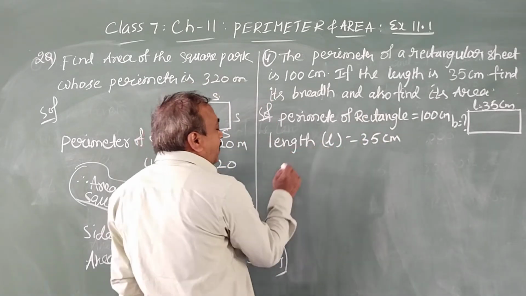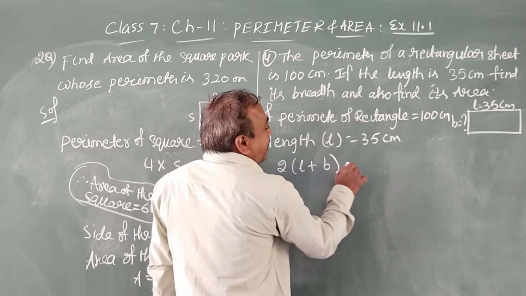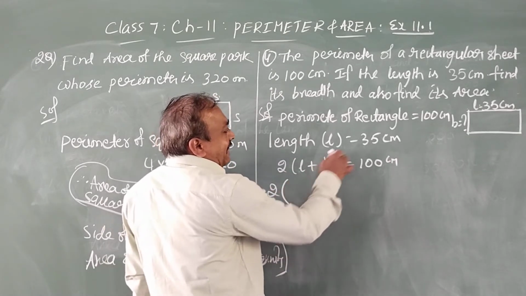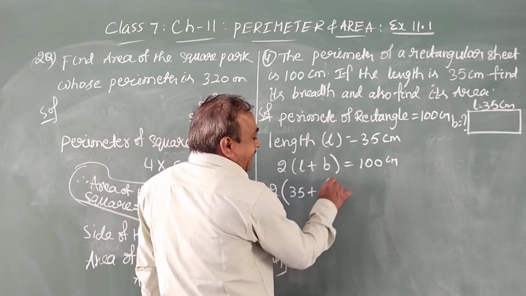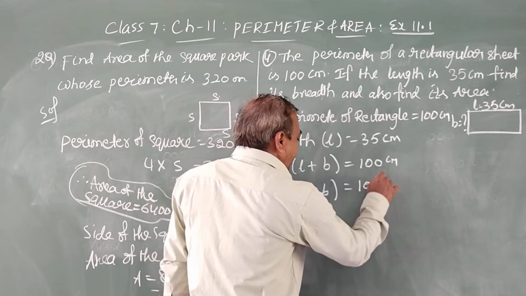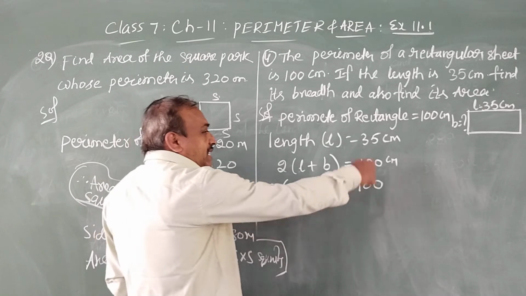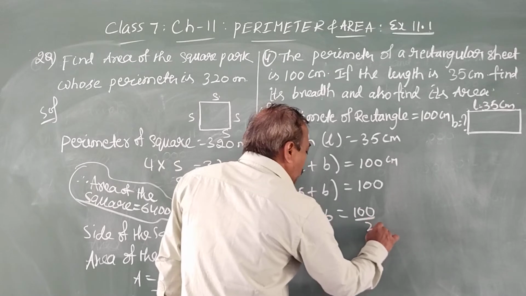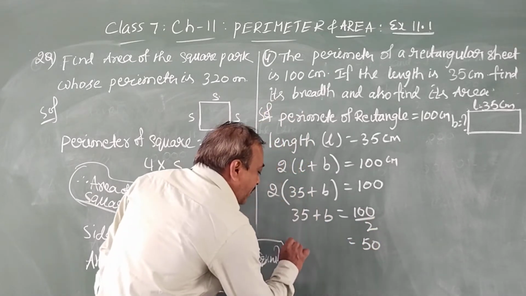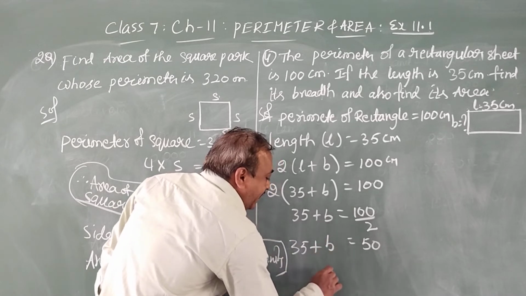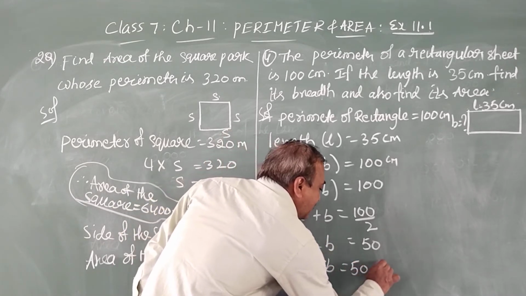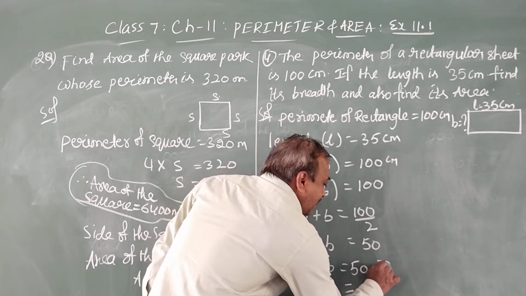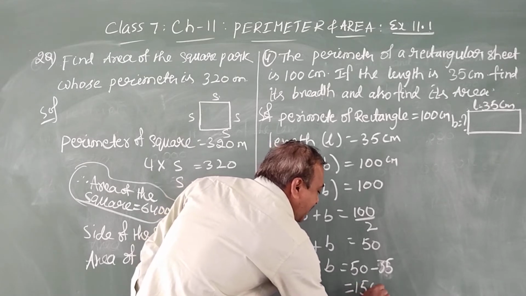So what is the perimeter formula? 2 into (L plus B) is equal to 100 centimeters. So in this, L value is 35, plus B as it is, equal to 100. Now transposing, the 2 goes to that side: 35 plus B is equal to 100 by 2. 100 by 2 is nothing but 50. So 35 plus B is equal to 50. Then B is equal to 50 minus 35, which is equal to 15 centimeters.